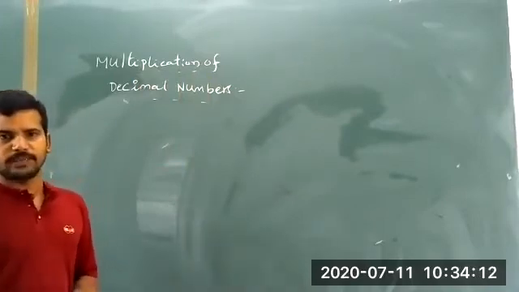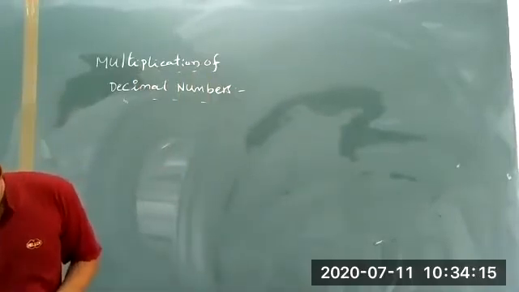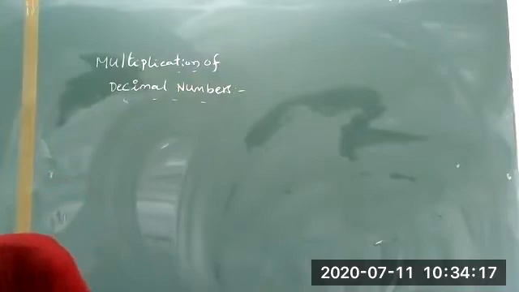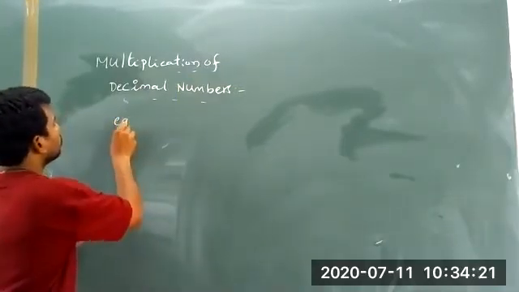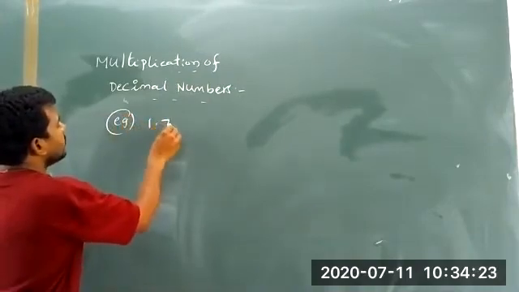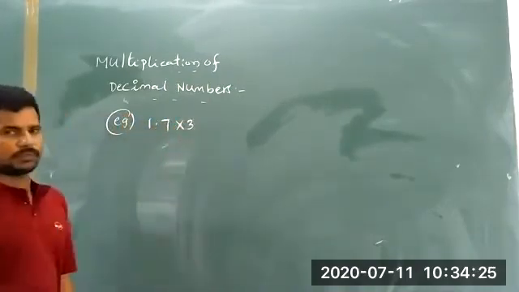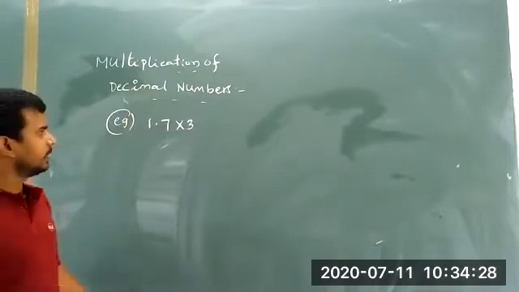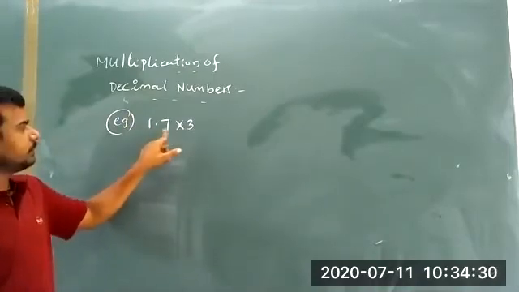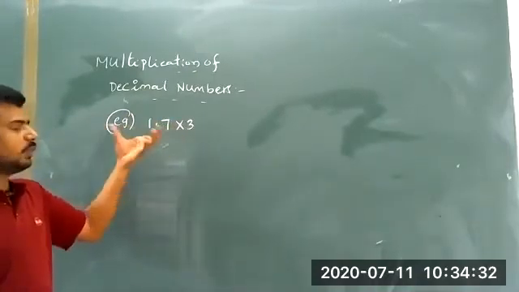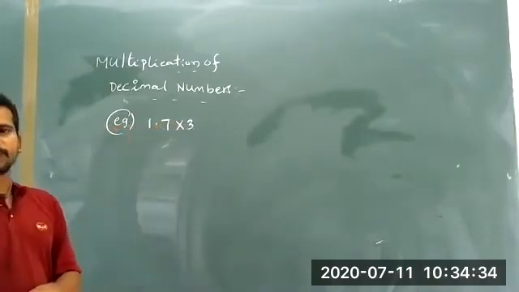Multiplication of decimal numbers. For example, 1.7 into 3. So this is a decimal number times a whole number. How to do this given problem?